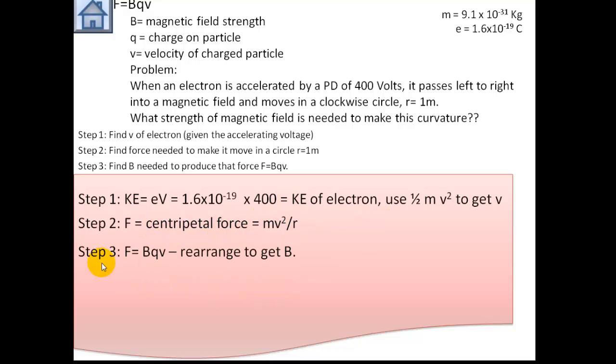Stage 3, once you know F, you know Q, it's the charge on the electron, you know v, you can work out what the magnetic field strength is. So try to do that now.